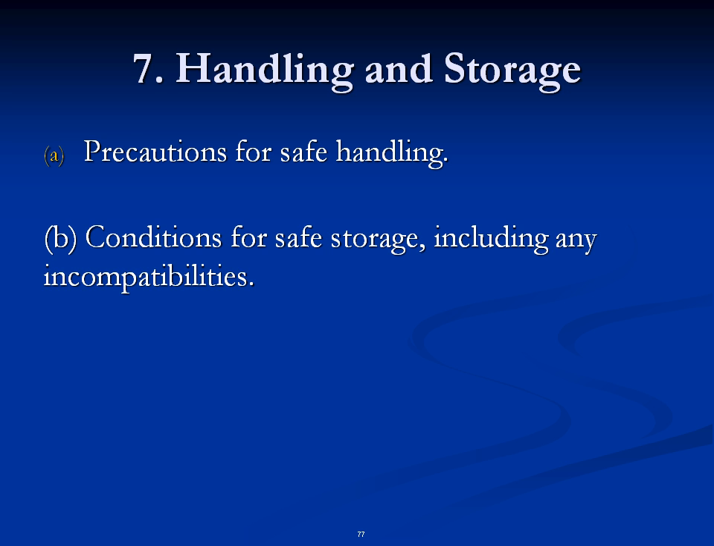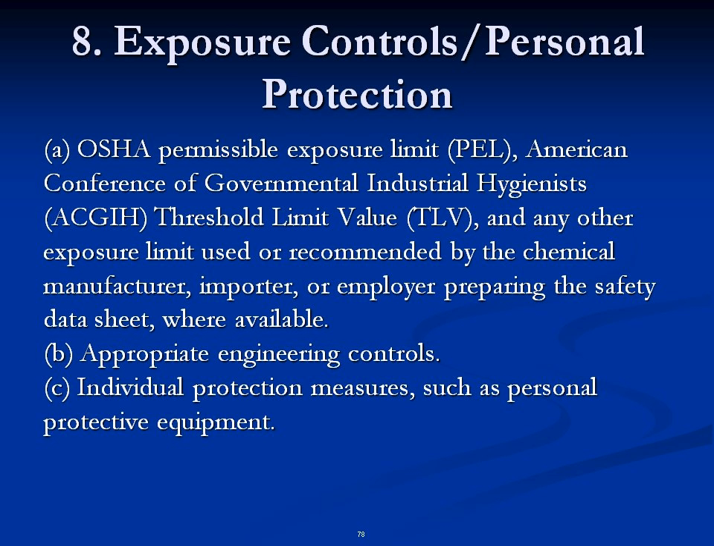Section 7 will be storage and handling, and we're supposed to include any important incompatibilities in here about not storing a chemical with any other chemical. Section 8, we're required to put our occupational exposure limits, so we still have to do the OSHA PELs, the ACGIH TLVs, and any other exposure limit that you use or recommend. And if you have ingredients that come from one of the big chemical companies and they're recommending an exposure limit, you should probably pass that along. It's very useful for your customers to have an idea of what they should be limiting exposures to. Appropriate engineering controls, and then individual protective measures such as PPE.